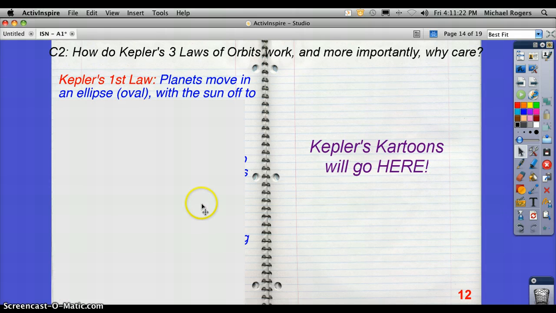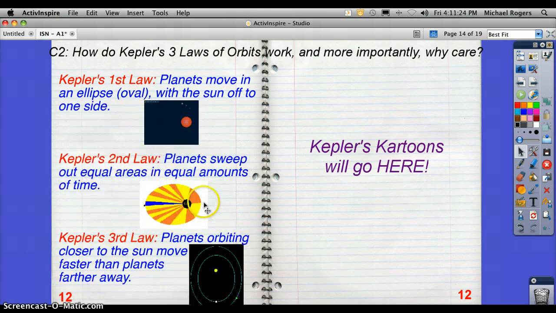It's got to go much faster over here to cover this large area in order to go through that same area over here, where the wedge is much thinner and the distance is much shorter. So the planet goes slower over here and faster over here. And that's really the essence of the second law.